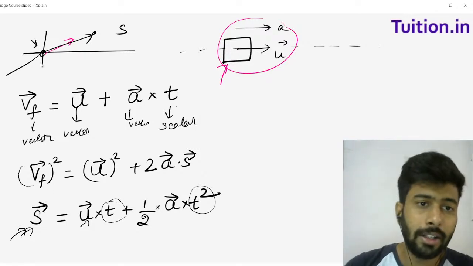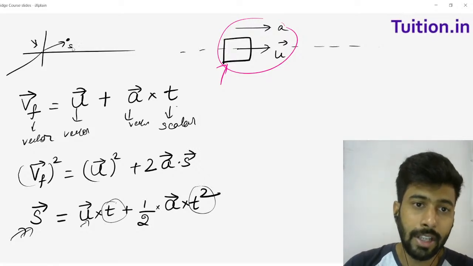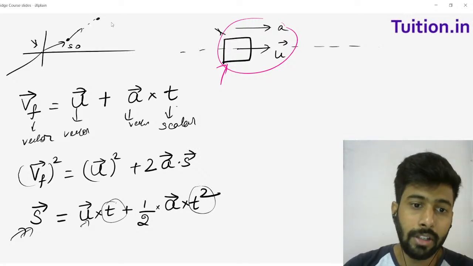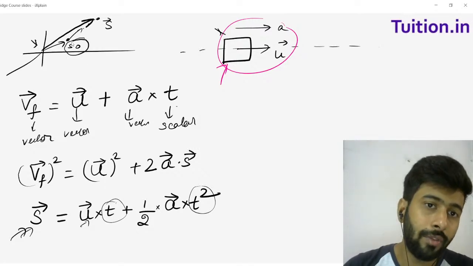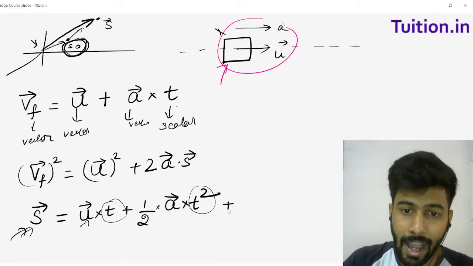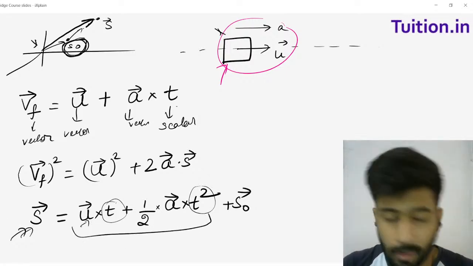But if your particle did not start from origin, if it started from some other point whose position vector was s naught, and now it has started to move along a straight line, and if I want the final displacement vector s bar, then I will also have to account for this initial starting position vector, and that I will do by adding s naught bar to this equation.